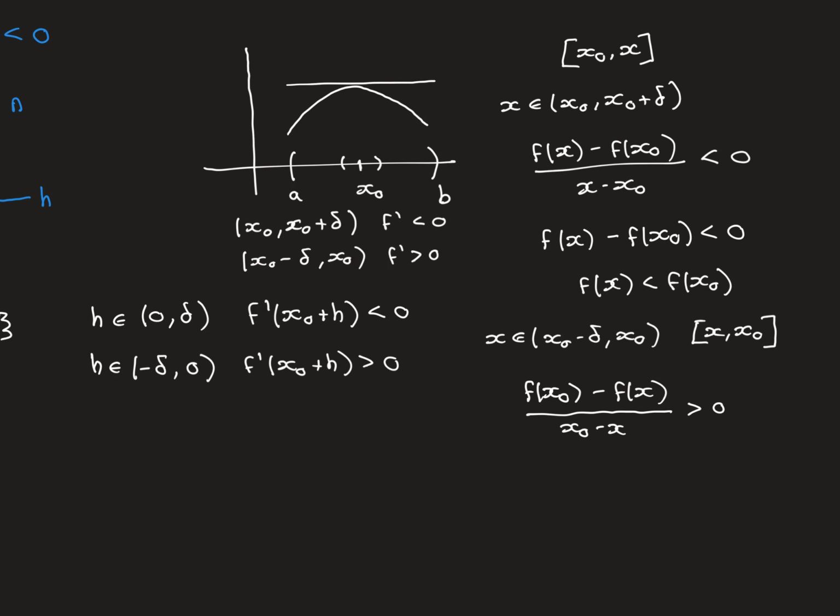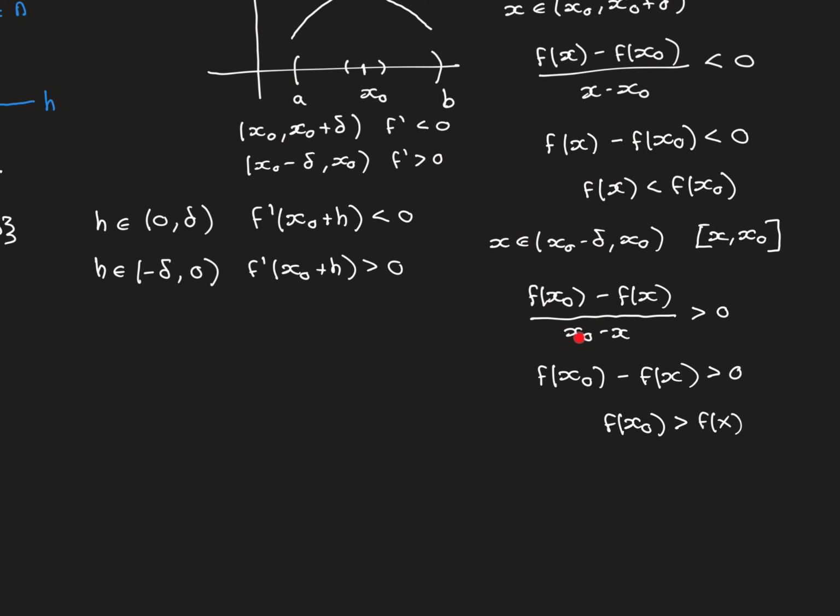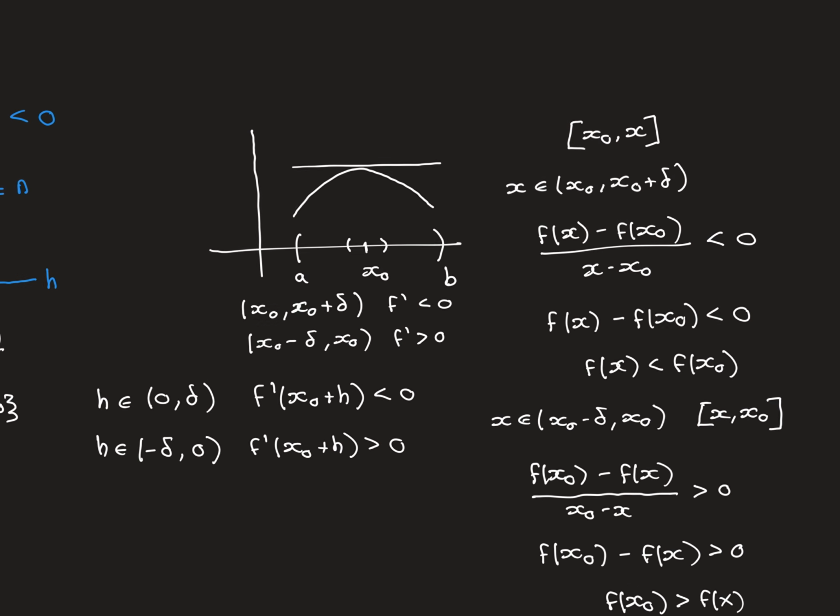We know that the derivative is always going to be greater than 0 in that realm because that's contained in this interval from x0 minus delta to x0, and therefore I can conclude that this difference quotient must therefore be greater than 0. Then, because x0 minus x is always a positive number, if this quotient is going to come out as a positive number, I can therefore conclude that the numerator must be a positive number, so f of x0 minus f of x must be greater than 0, and then just bringing the f of x onto the other side, I get that f of x0 must therefore be greater than f of x. So therefore we have done what we needed to do.